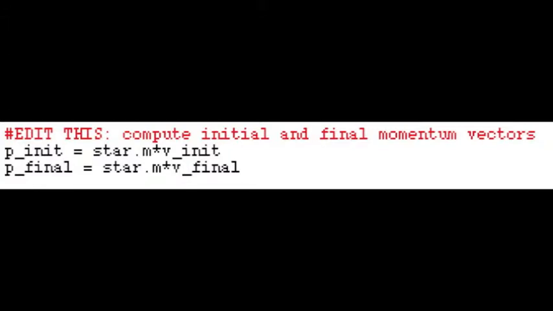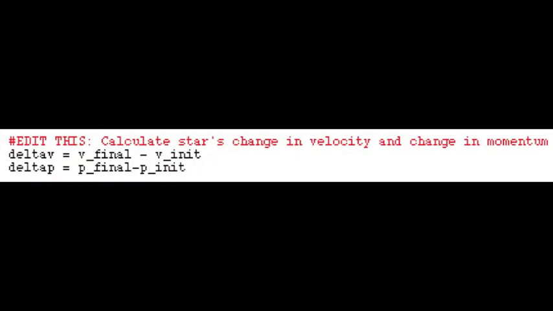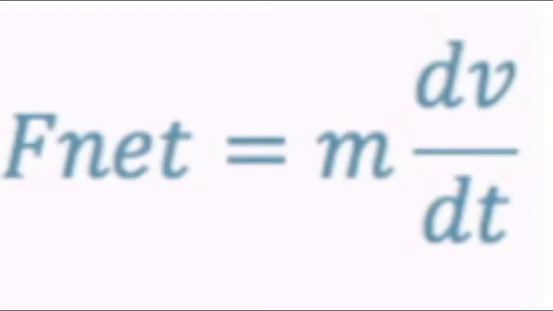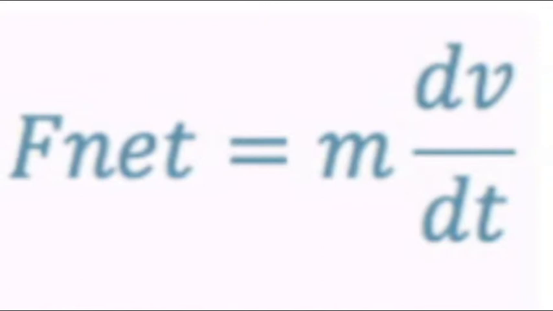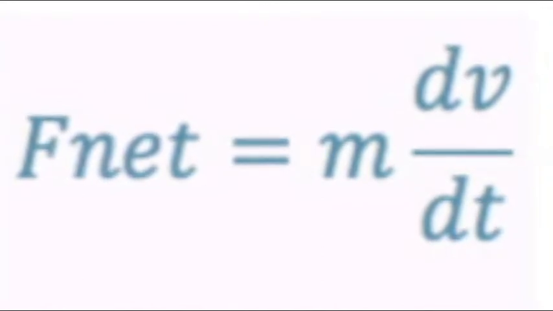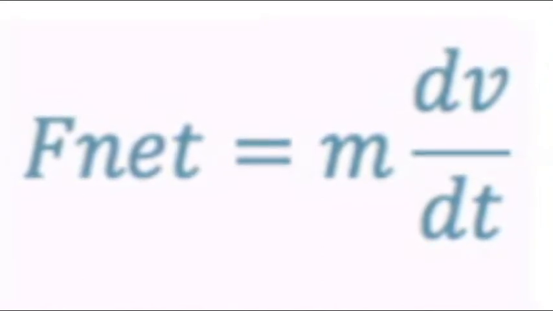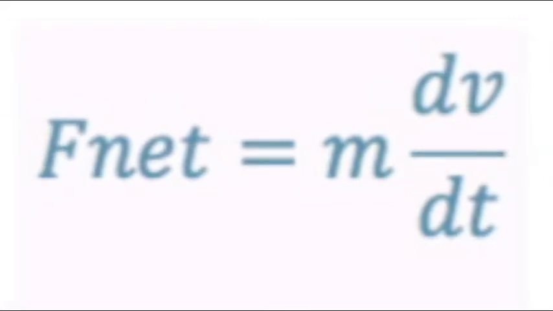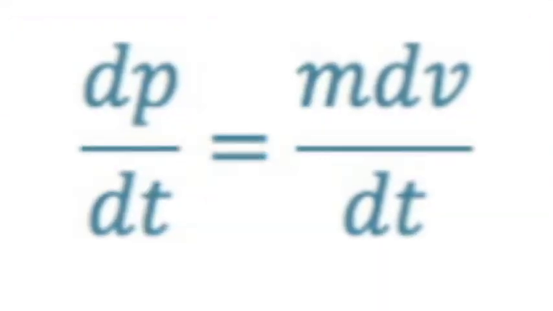To calculate the star's change in velocity and momentum, delta v and delta p respectively, I simply subtract their initials from their finals. Now, the whole reason why we are computing the initial and final momentums in this lab is to find the net force and its components to correctly observe the star's motion. Since acceleration is also equal to dv over dt, we can use Newton's second law, which has F net equal to ma, to be F net equal to m times dv over dt, or dp over dt, the change in momentum.